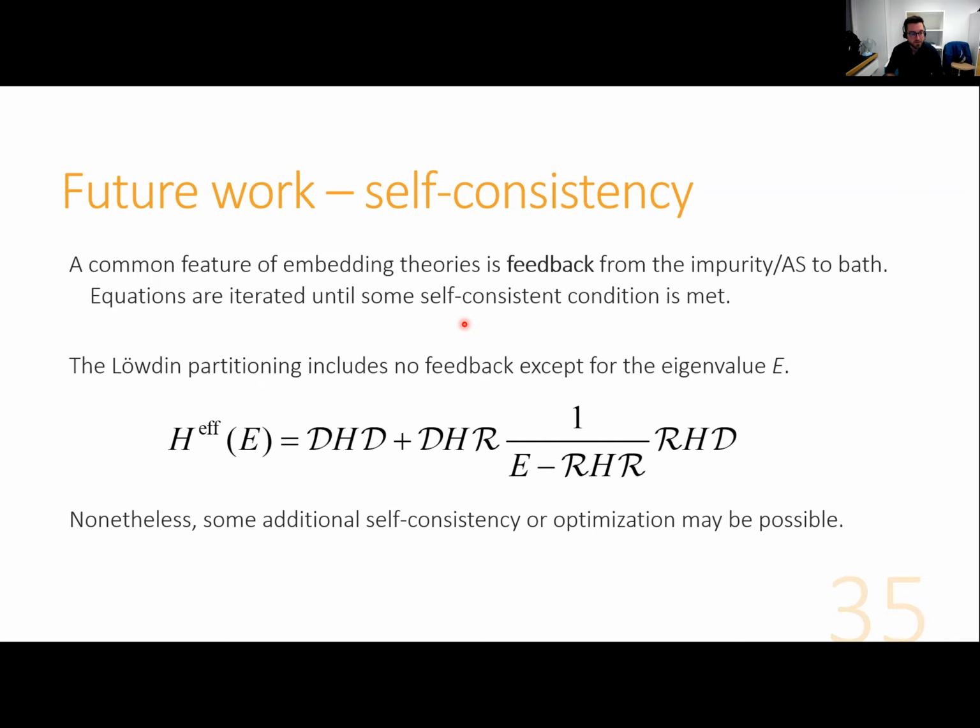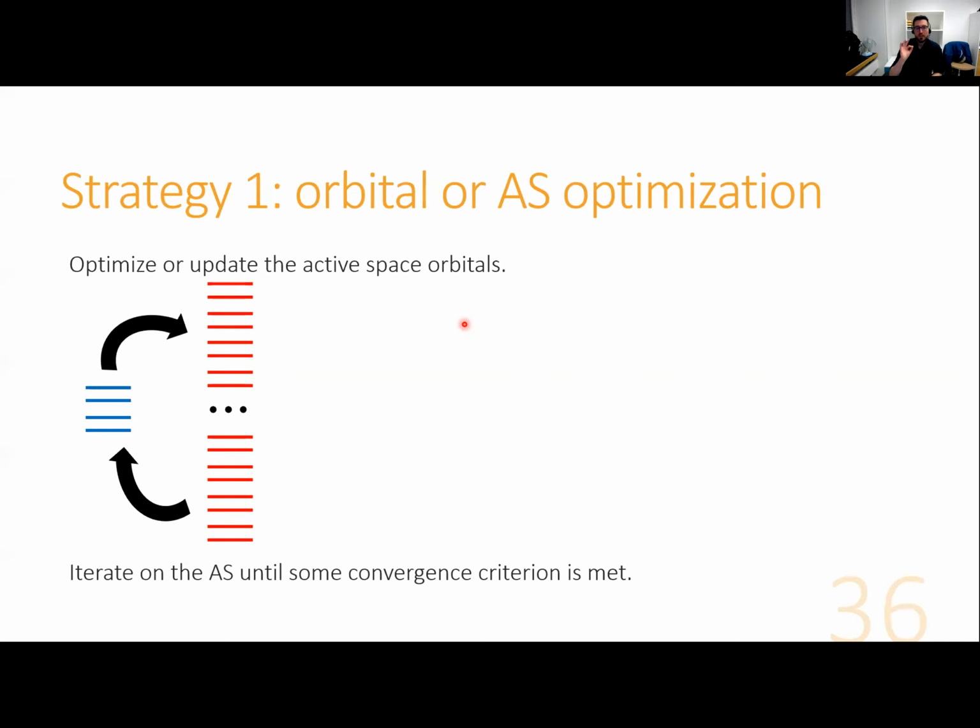So the problem is energy dependent, but there's basically not a Green's function here. If you have in mind Green's function embedding, the only feedback is the eigenvalue. So we're working on how to get this feedback into the theory. It might still be possible. There are 3 ideas on how to do this.